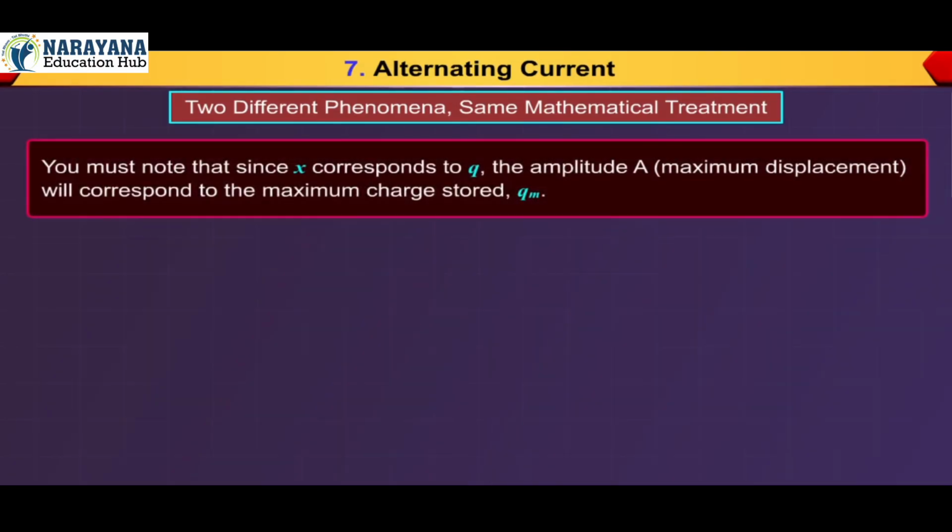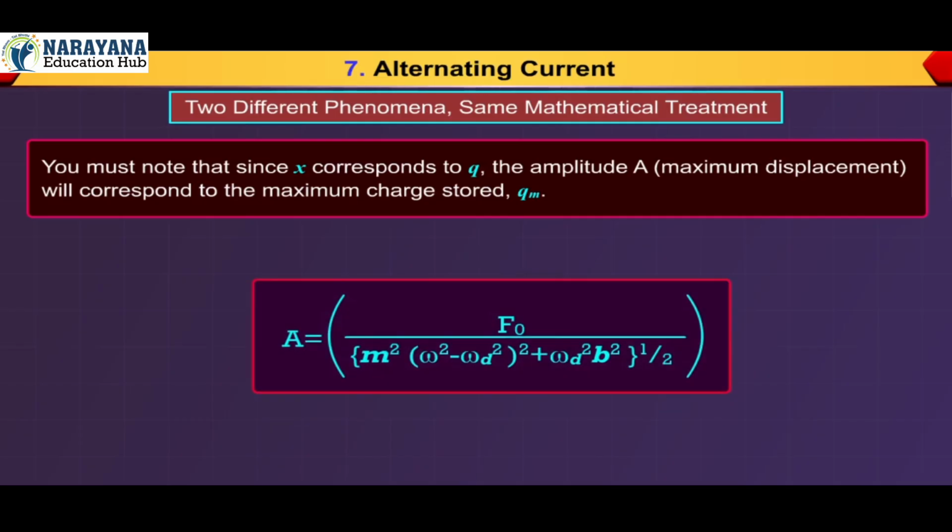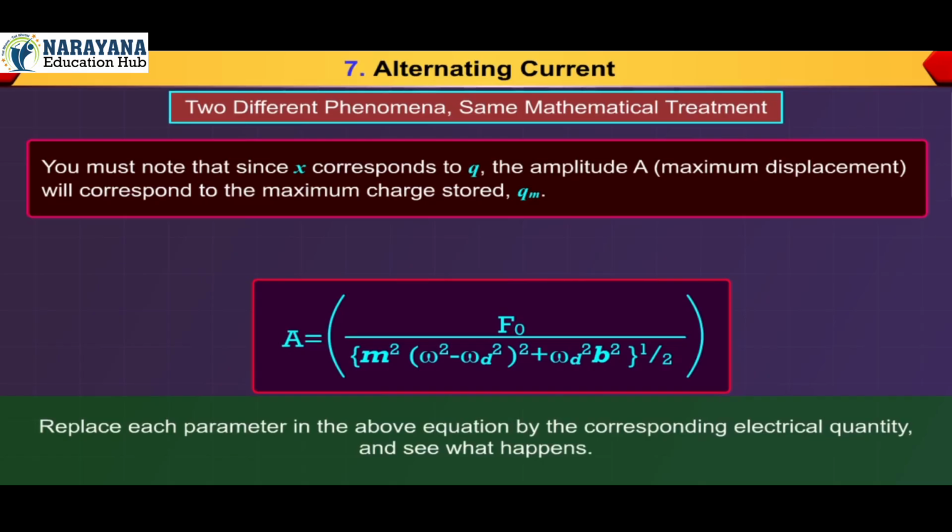You must note that since x corresponds to q, the amplitude A, maximum displacement, will correspond to the maximum charge stored Qm. A is equal to F0 upon [m²(ω² − ωd²)² + ωd² b²] raised to 1/2. Replace each parameter in the above equation by the corresponding electrical quantity and see what happens.